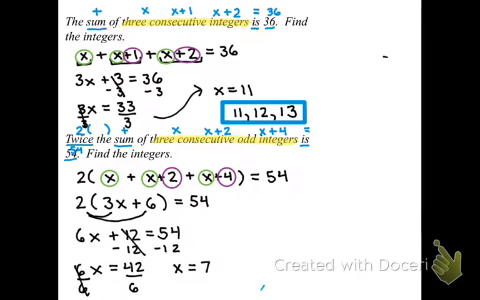We didn't answer the question just yet, though. We have to find the integers. We found x, which is our first integer. Remember, we're looking for consecutive odd integers, so the next odd number would be 9, and that third odd number would be 11. So 7, 9, and 11.